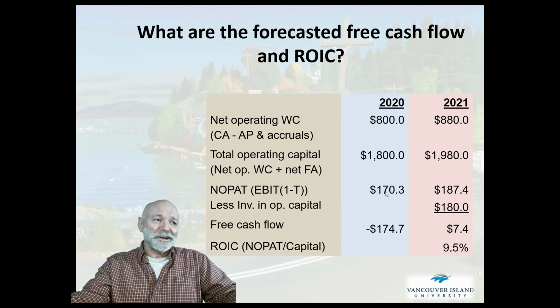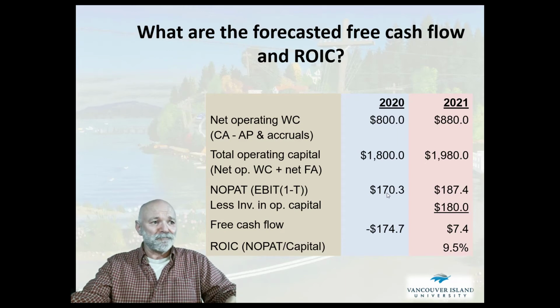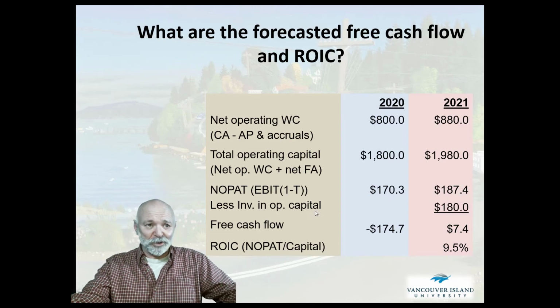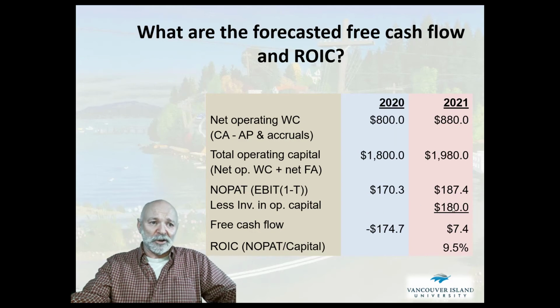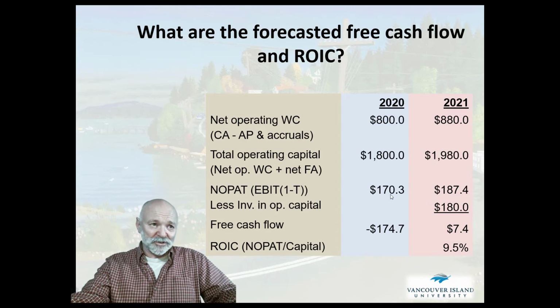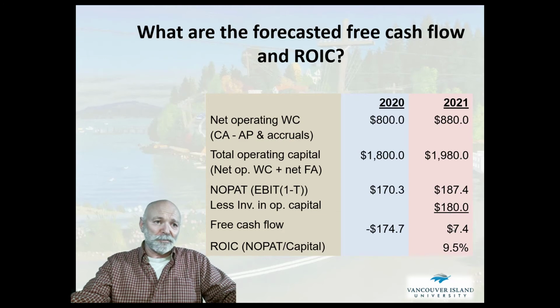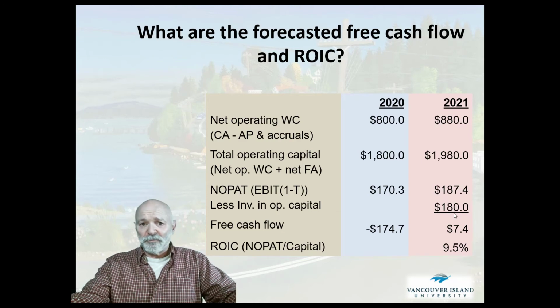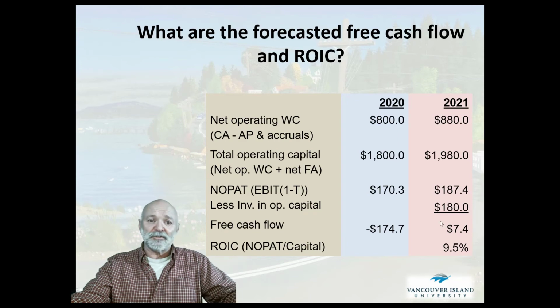The net operating profit after tax, our operating profit times 1 minus the corporate tax rate of 40%, was $170 million in 2020, and we forecast it's going to rise to 187. That $187 million increase has to fund the investment in our operating capital, $100 million in new fixed assets and $80 million in additional working capital. So the NOPAT minus the investment in the operating capital means that we're going to generate $7.4 million in available cash flow, in free cash flow.